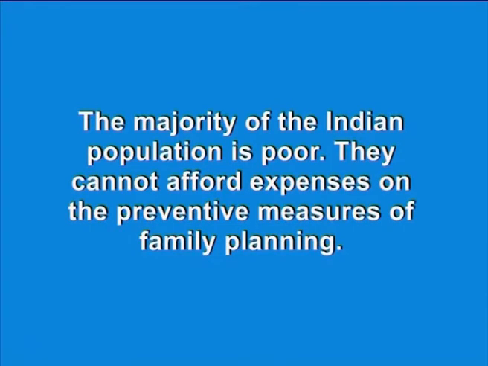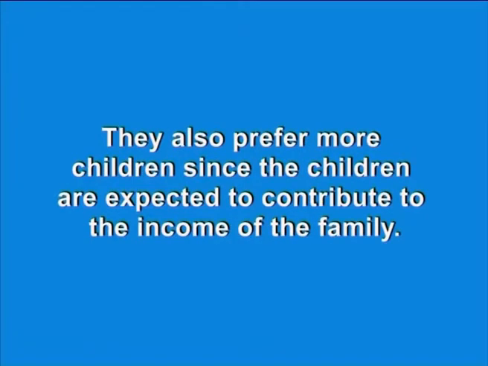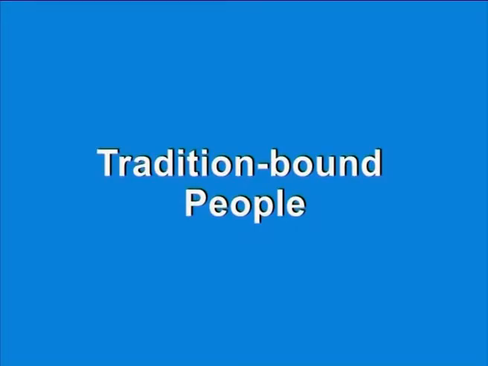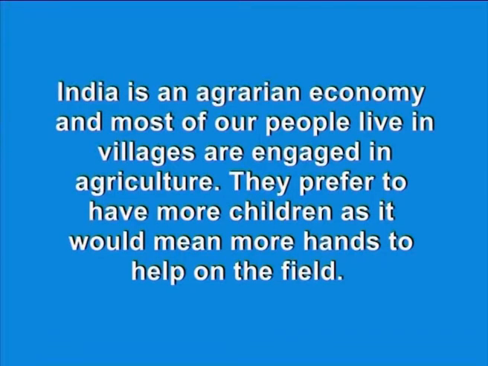The majority of the Indian population is poor. They cannot afford expenses on the preventive measures of family planning. They also prefer more children since the children are expected to contribute to the income of the family. Fourth problem is tradition bound people. India is an agrarian economy and most of our people live in villages, are engaged in agriculture. They prefer to have more children as it would mean more hands to help on the field.